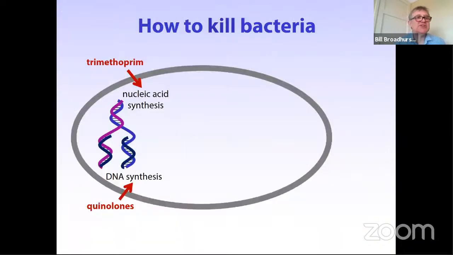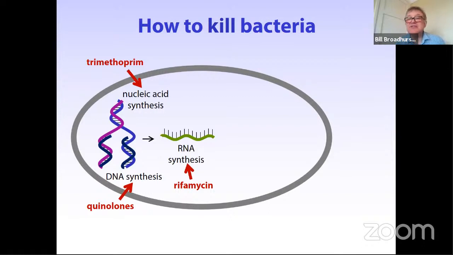So what makes a good antibiotic? Every bacterium needs a complete DNA blueprint that contains all of the instructions required for making a new cell. So good ways of killing bacteria include interfering with the nucleic acid synthesis or disrupting the replication and separation of DNA. And that's what the drugs trimethoprim and quinolone drugs can do.